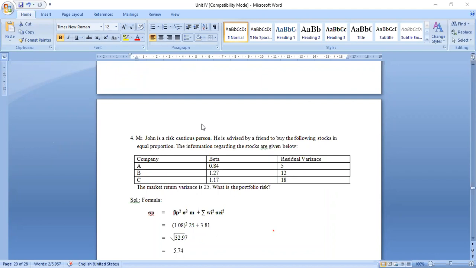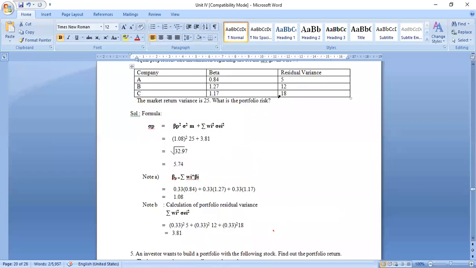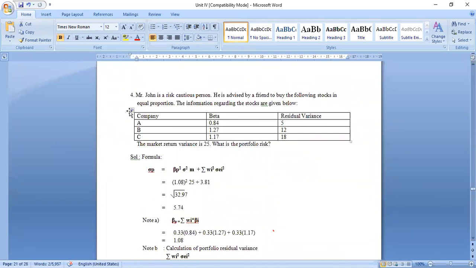Now the keyword in this particular problem is all about equal proportion. Equal proportion means we are speaking about the weights here. The weights are allocated equally for each of these securities. Though weights are not given in the problem, they have given us the keyword equal proportion, which means the investment is made equally in security A, B, and C.